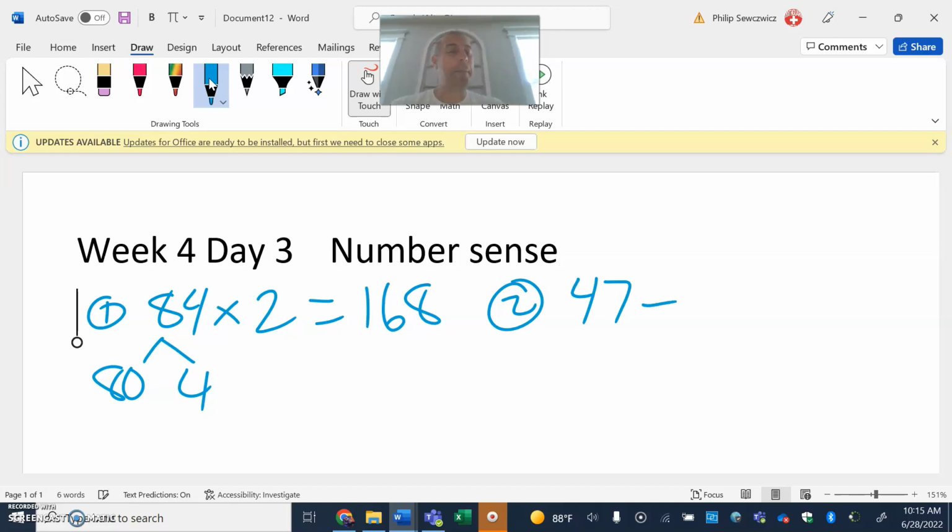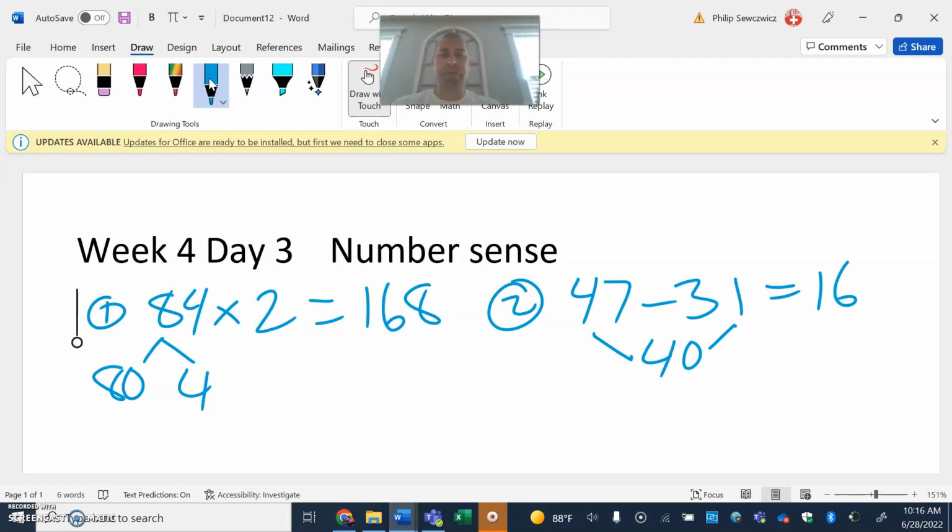47 minus 31. All right. So in this particular case, it's a subtraction problem. So I'm using 40 as my bridge. How far away? Using your friends with 10. So 3. How far away? 7. Altogether, you are 16 that we're looking at.